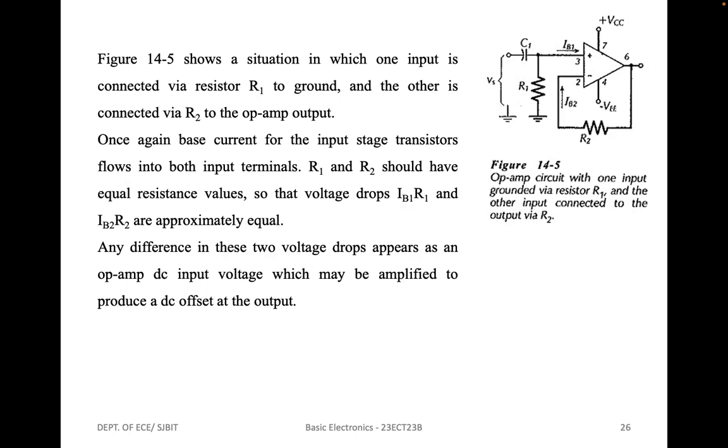Once again, base current for the input stage transistors flows into both input terminals. Resistors R1 and R2 should have equal values so that the voltage drops across R1 and R2, which are IB1 R1 and IB2 R2, will become approximately equal. Any difference in these two voltage drops appears as an op-amp DC input voltage, which may be amplified to produce a DC offset at the output.